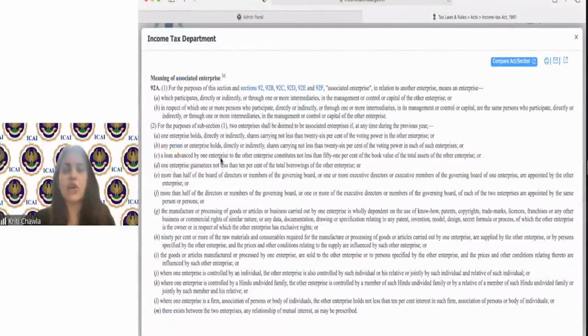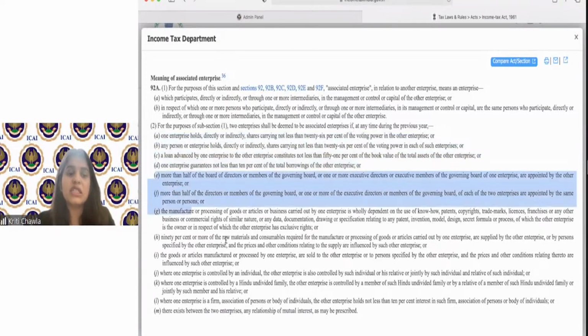Okay, so this is how Section 92A is worded. This is Section 92A(1) that we've discussed through the slides, the generic section. And then Section 92A(2) is what we are discussing. Within Section 92A(2), we have discussed these 4 conditions right now. These 4 conditions say one enterprise holds shares carrying 26% voting power in the other enterprise, or one person holds shares carrying not less than 26% voting power, loan advanced not less than 51%, and guarantee not less than 10% of the total borrowings. So this is what we've discussed, these 4 conditions.